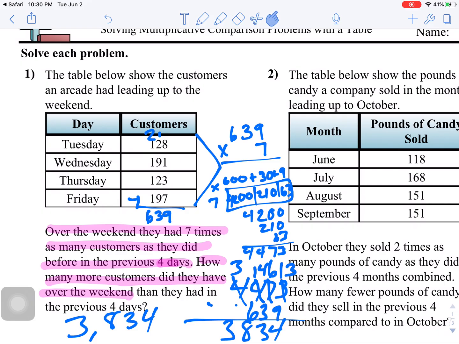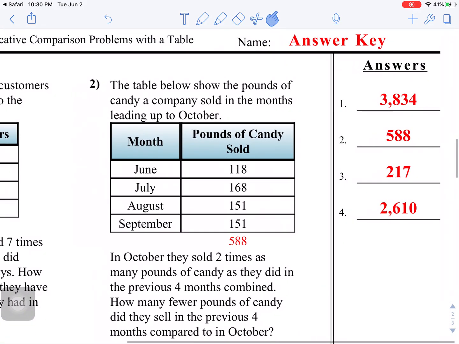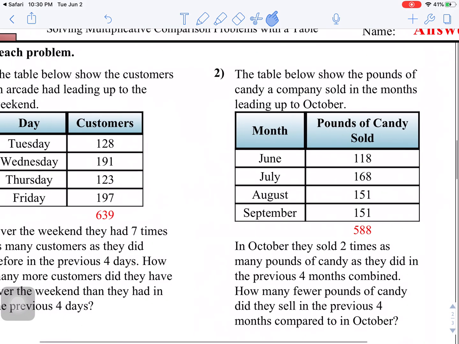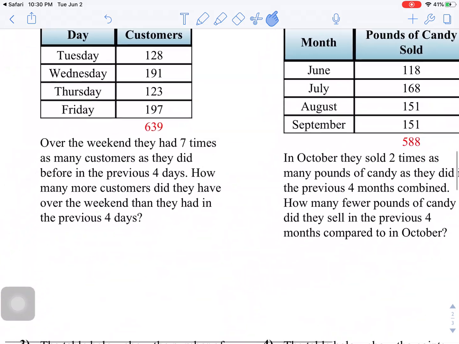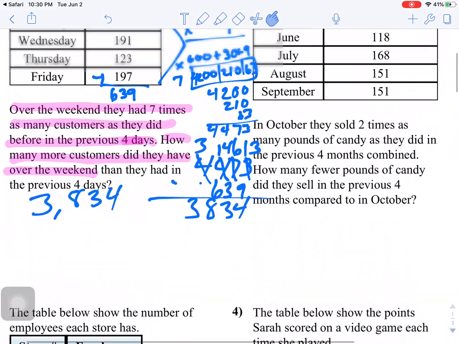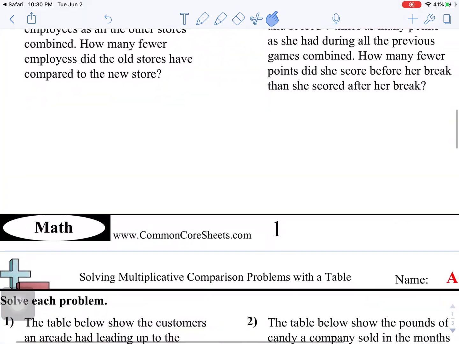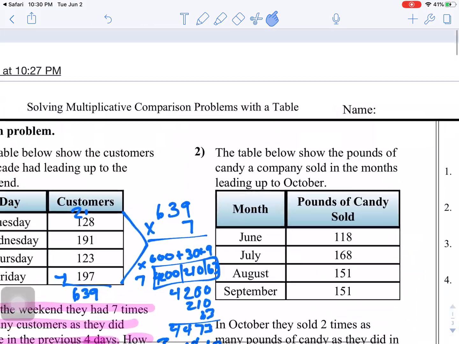3,834. And I can go to the next page and check. 3,834. Yep, and the total here was 639. You can always go to the answer key and check. Please do the math, though. It's really important that you can figure out these problems. Notice you only have 3 more problems to do on this worksheet.